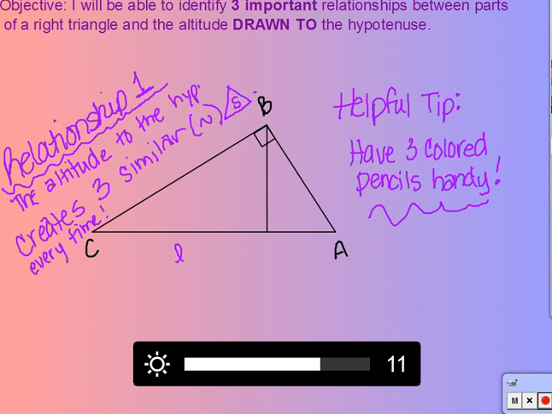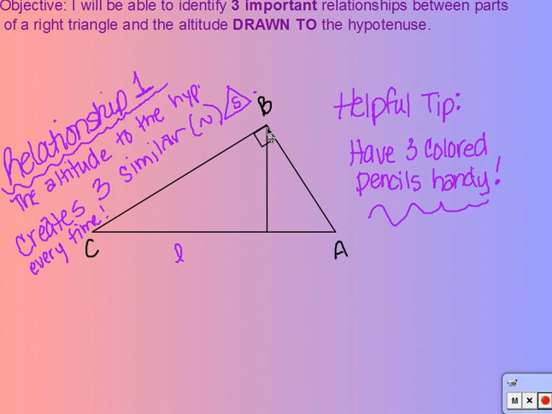First, let's talk about altitude. Altitude is a line that is drawn from one vertex of a triangle to the opposite side, and it creates a right angle. Actually, it'll create two right angles because it's perpendicular. It's also what we call the height of a triangle. Triangles have three altitudes, three heights, but the one we're particularly learning about today is the altitude that's drawn from the right angle to the hypotenuse of the original triangle.